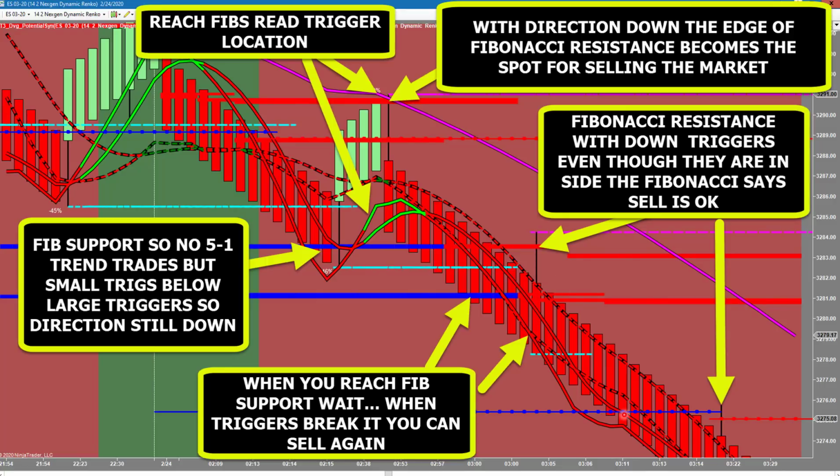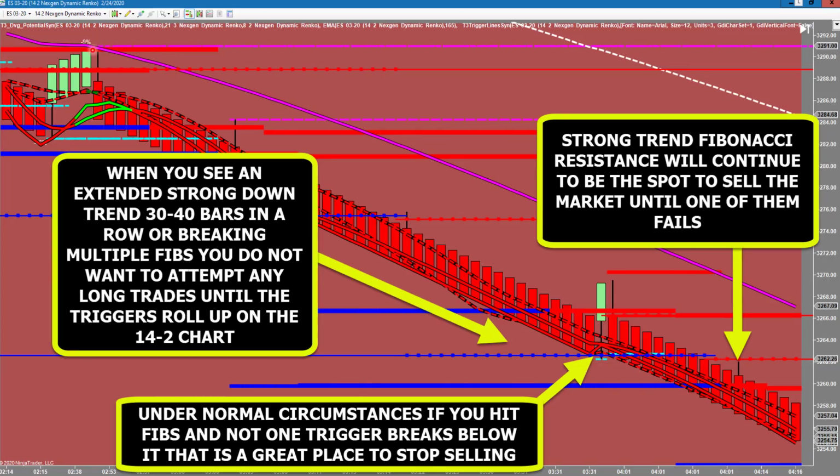And then we make it down to support. You can see the triggers are breaking below because they're strong, and then more sells. This is repeated over and over. That was the spot. Sell, sell, sell. Then you get to support. Again, this is the first time where you get to support, and it's a very extended trend. Just because the triggers don't break doesn't mean we're really going to go long. We're going to wait for areas to break or the triggers to roll up, one or the other.